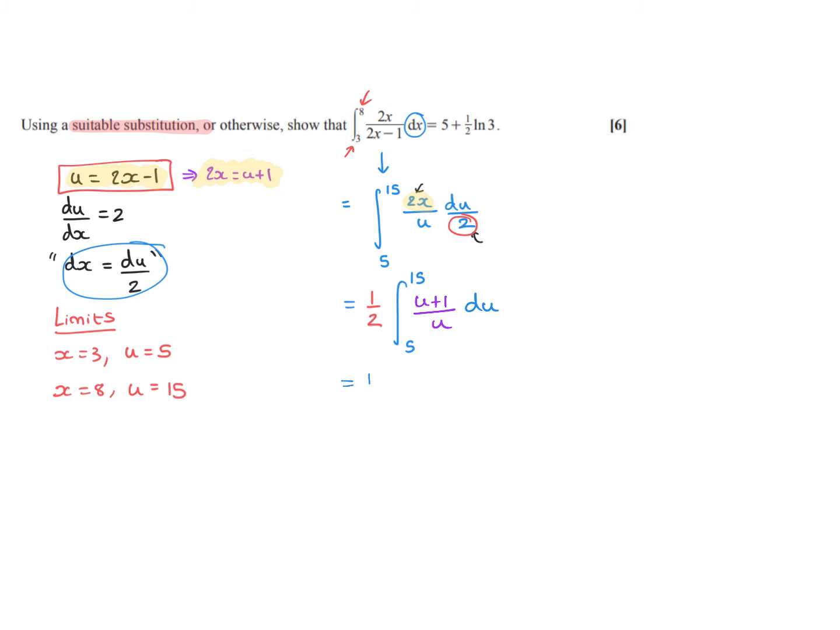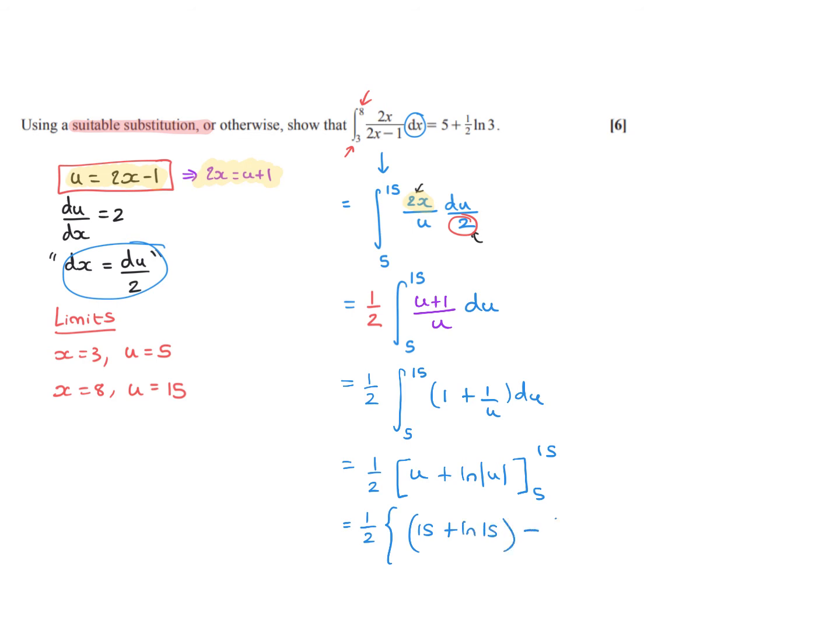I now need to divide both parts of the numerator by u. So that gives me 1 plus 1 over u. And I can now perform my definite integral. So I get u plus ln mod u, although both the limits are positive, so the modulus won't be required. So this gives me a half, 15 plus ln 15, take away 5 plus ln 5.